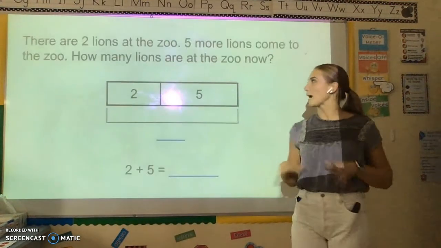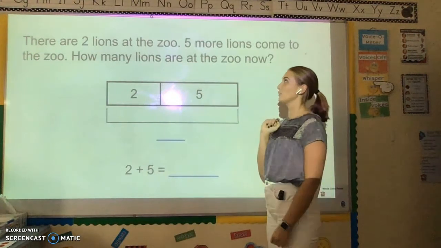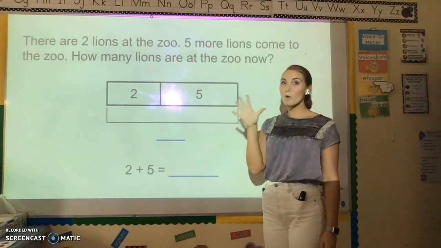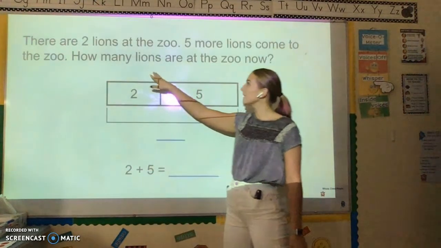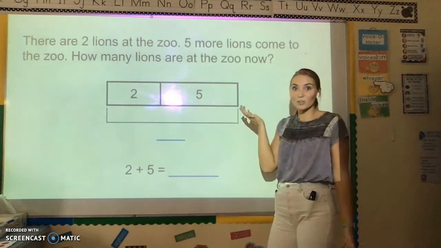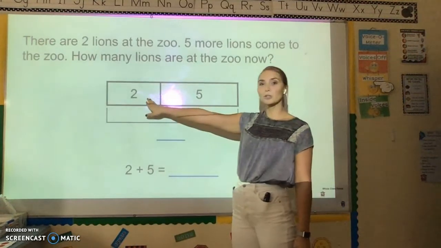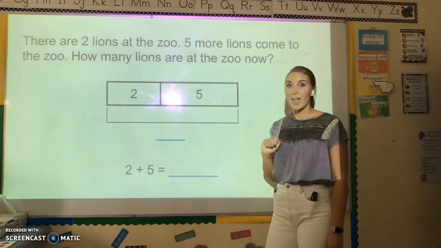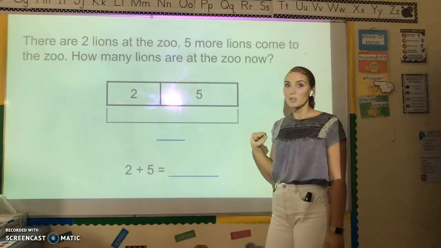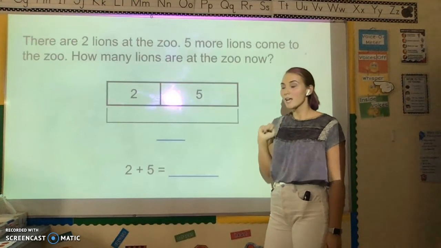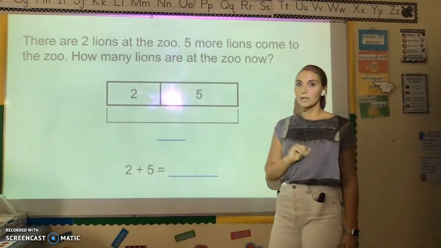All right, let's practice. There are 2 lions at the zoo. 5 more lions come to the zoo. How many lions are at the zoo? So my problem said there are 2 lions at the zoo and 5 more lions come. Those are my 2 parts, so I'm looking for my whole.